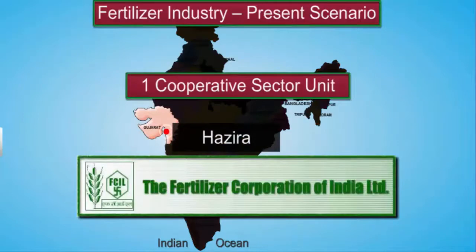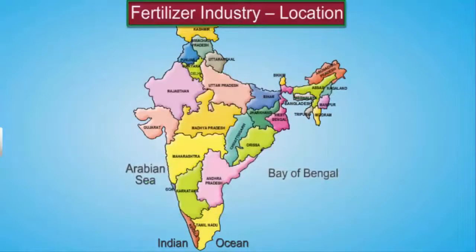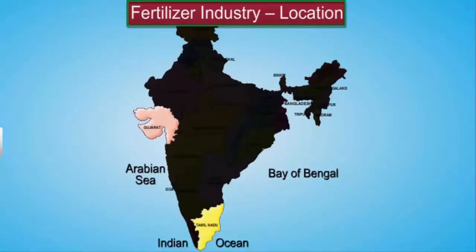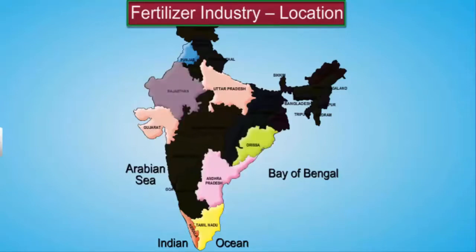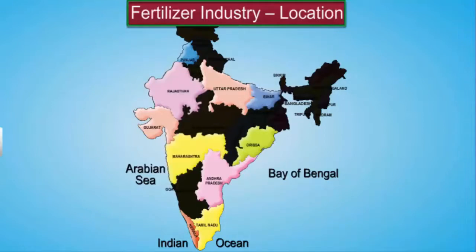The states of Gujarat, Tamil Nadu, Uttar Pradesh, Punjab, and Kerala produce nearly 50% of the total fertilizer production in India. The other fertilizer producing states are Andhra Pradesh, Orissa, Rajasthan, Bihar, Maharashtra, Assam, West Bengal, Goa, Delhi, Madhya Pradesh, and Karnataka.